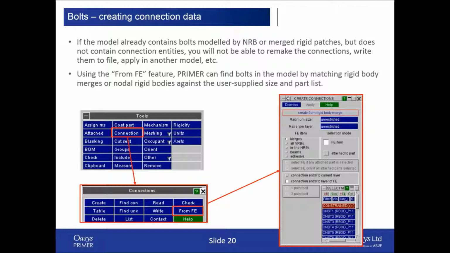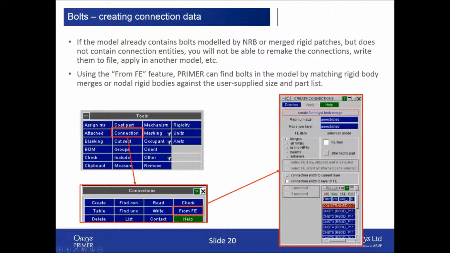So you might have a model where all the bolted connections are modeled with nodal rigid bodies, and you want to change them all to constrained rigid body merge patch definitions. But you don't have the Primer connection entity that lives on top of it. You can use From FE to easily do that series of steps. I'll show you this a little bit later with the adhesive as well.